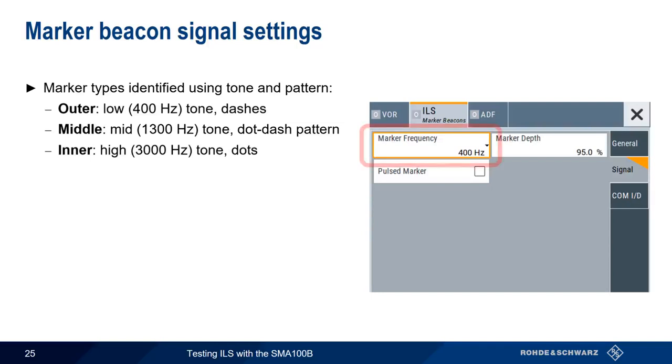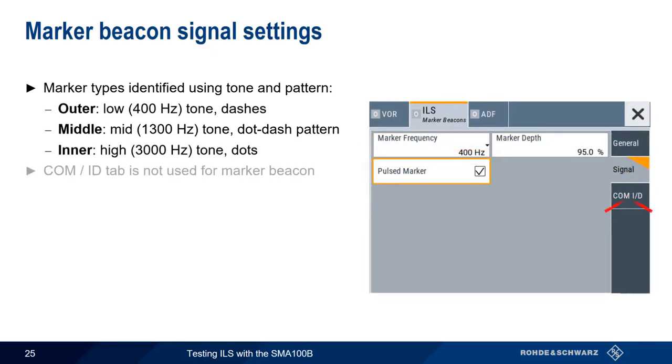The tone is chosen using the marker frequency parameter and is sent continuously by default. The appropriate intermittent pattern of dots and dashes is turned on by enabling the pulsed marker parameter. Finally, note that COM-ID is not used when generating marker beacon signals.